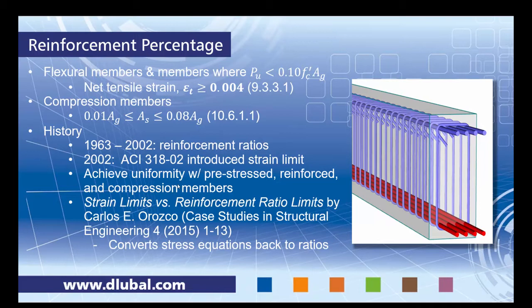And I actually pulled all of this information from the journal called Case Studies in Structural Engineering. There's an article in there, Strain Limits versus Reinforcement Ratio Limits. So what's interesting about this article is that if you're an engineer and you're used to these reinforcement ratios pre-2002, and this net tensile strain just maybe isn't very intuitive to you, what this professor has done is actually to convert these stress equations back into ratios. And what he found was that there really was no difference. When we convert them back to ratios as a percentage of the gross area of concrete, it really comes close to the net tensile strain being greater than or equal to 0.004. So something worth checking out if you are interested in that.